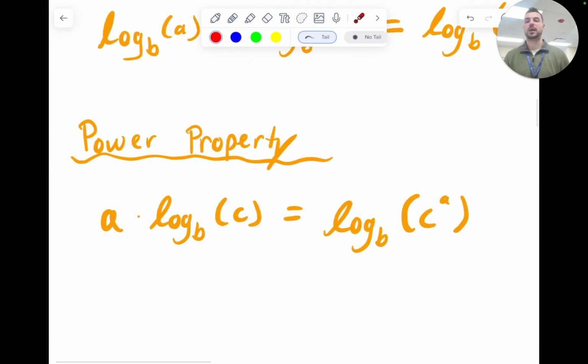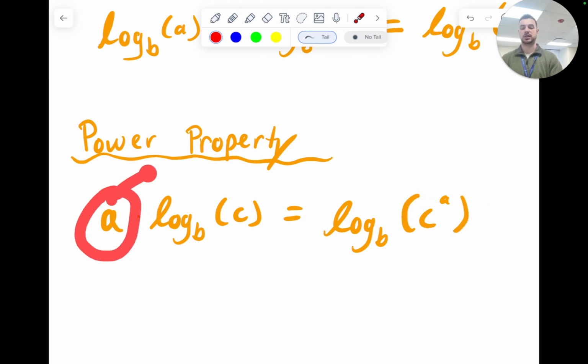Finally, we have the power property. It says if we have a times log base b of c, then that can be condensed to log base b of c to the a power. So that value in front is essentially the exponent of our argument.